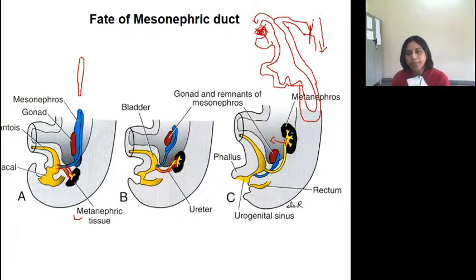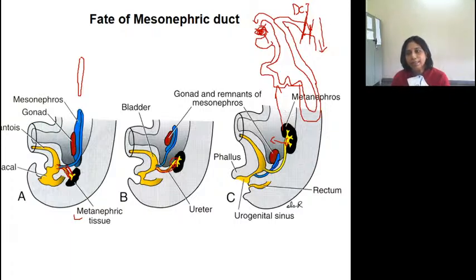Here this metanephric blastema will give rise to the renal vesicles, and this tissue will be differentiated into the entire part of the nephron till the distal convoluted tubule. So till the DCT it is developed from the metanephric blastema. This tissue, the mesoderm of the metanephric blastema, will lead to the development of the nephrons till the distal convoluted tubule.